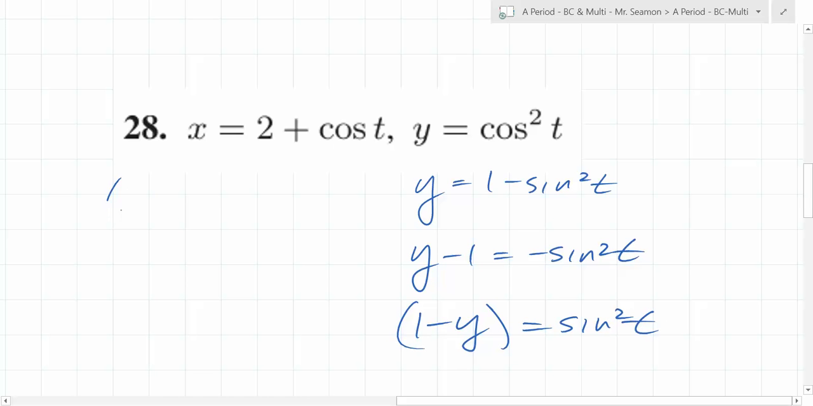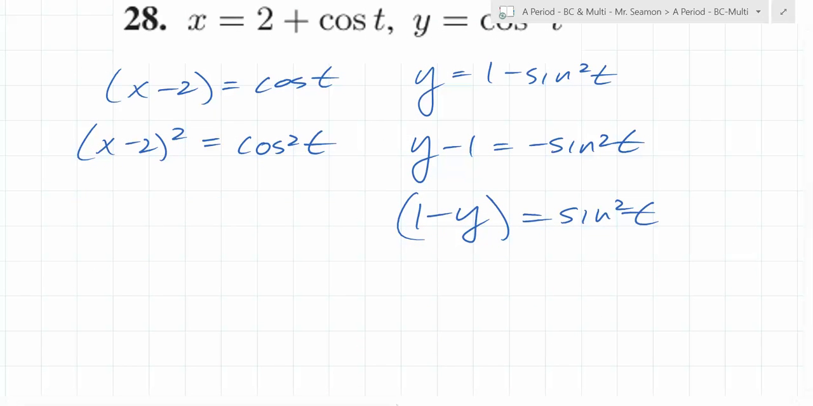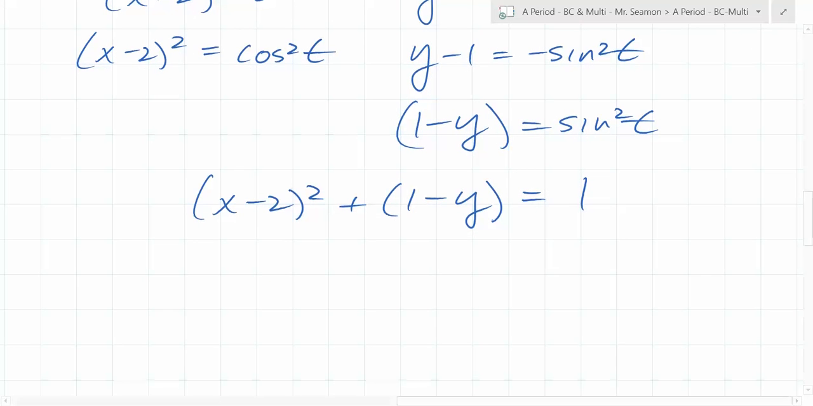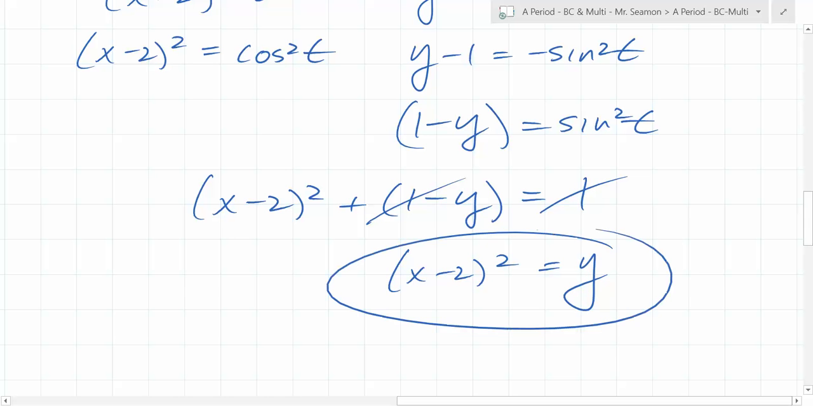Right. Over here, what do you have? x minus 2 is equal to cosine t. So x minus 2 squared is equal to, what's that equal to? Cosine squared t. You could add these together, and what do you end up with? x minus 2 squared plus 1 minus y equals what? 1. What cancels on both sides? 1 cancels, and you end up with x minus 2 squared is equal to y. So this is actually just a parabola.